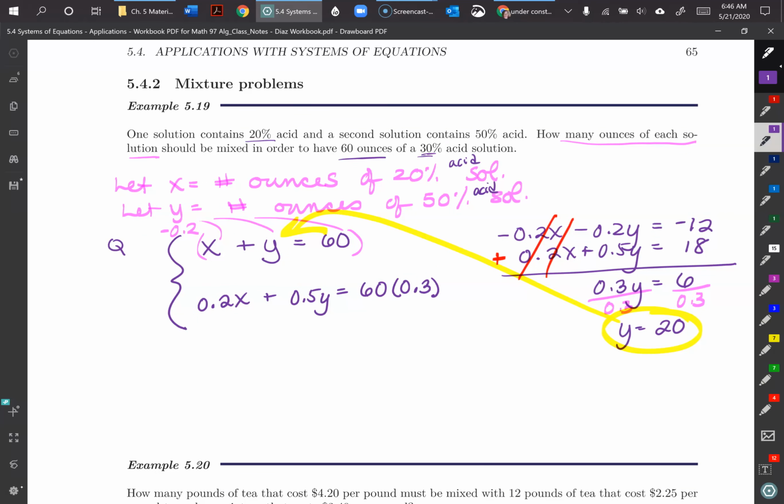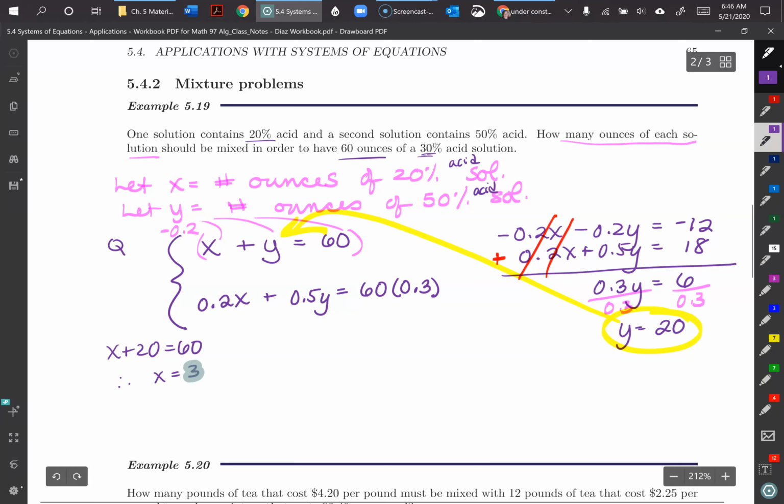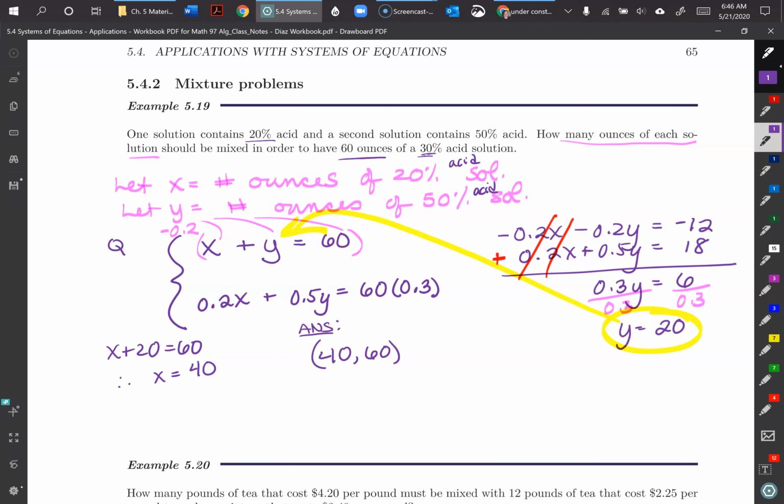So here we have, I'll just do it out quick. X plus 20 equals 60. Therefore, x equals 40. So then our answer is going to be, as a point, we would write it as 40, 20. Okay. Just so we know, those are the values.